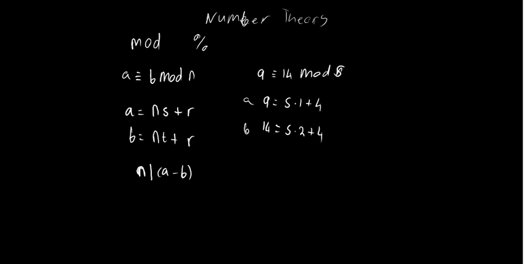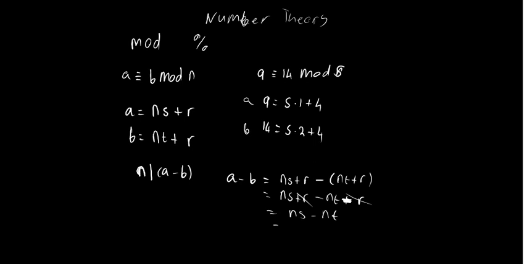And we can quickly prove this by simply saying a minus b, right? Now, what is a? A is ns plus r, minus, what is b? B there we know is nt plus r. Expanding this, we get ns plus r minus nt minus r, which kills the r. Then we get ns minus nt. We can factor out the n, getting n times s minus t, which then gives us n times some integer, for instance. Simply we know that, okay, this is true.